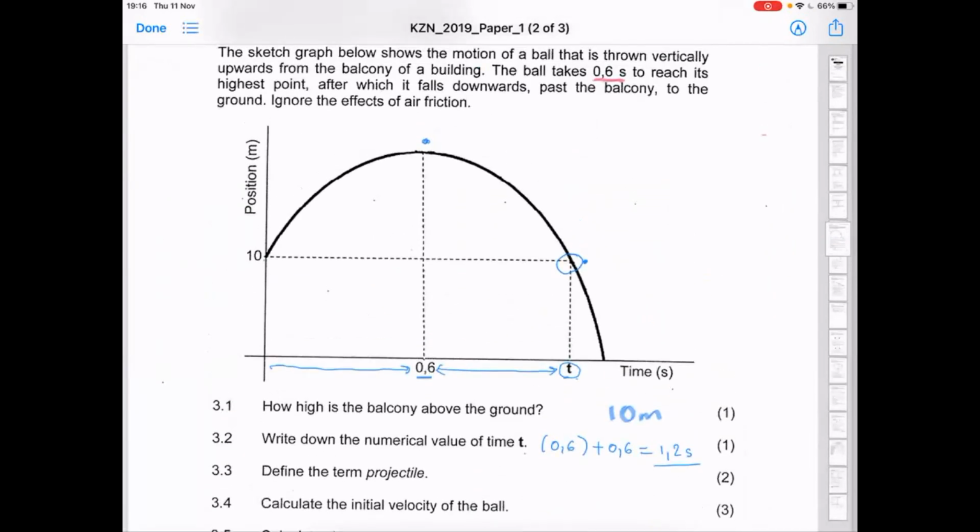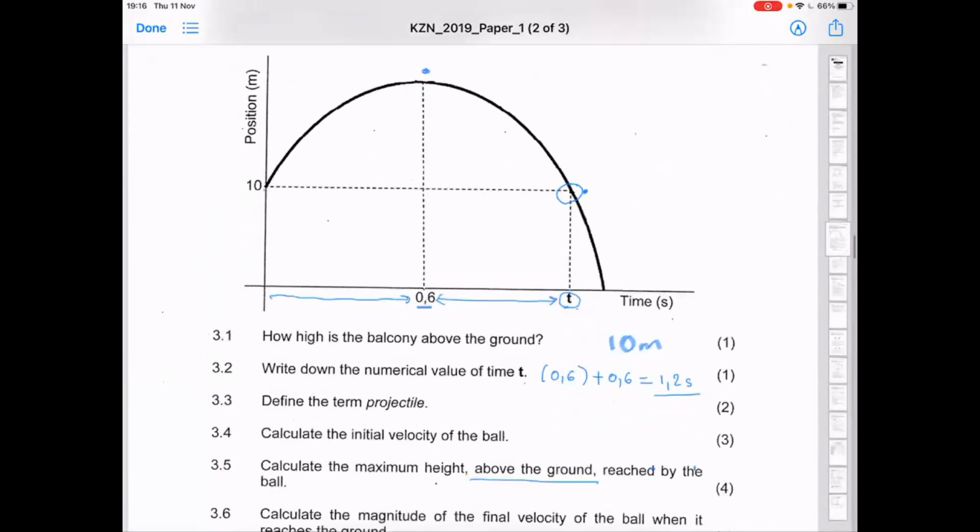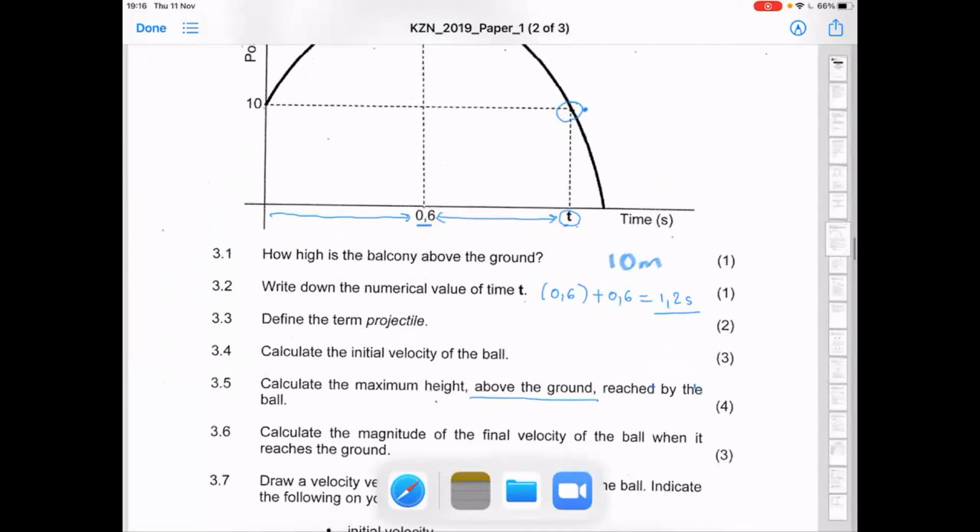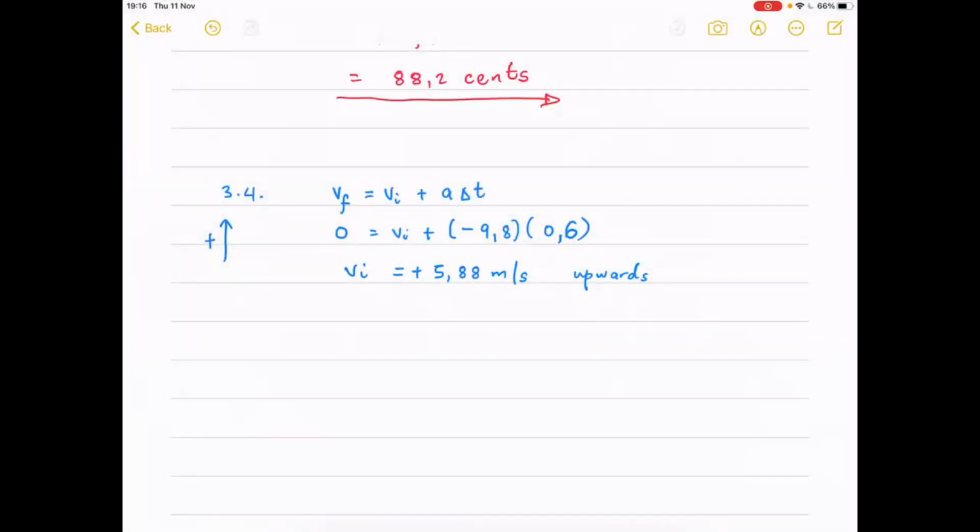Okay, so what is the maximum height that it reached? Again, there are different choices that you have. I'm just going to do the one that I like, or the one that I think is easiest. It's delta y is equal to initial velocity multiplied by the time plus a half a delta t squared.